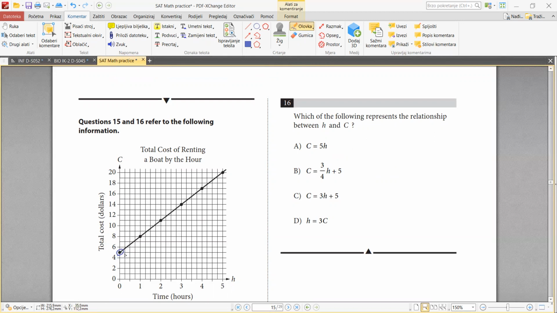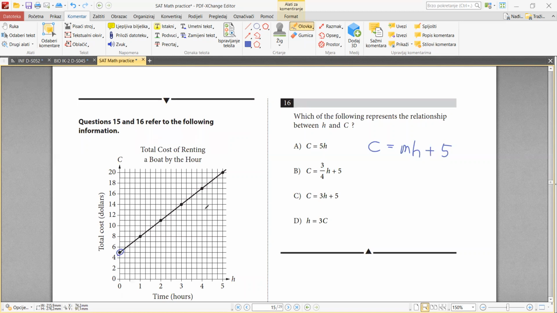So initial cost is 5 in dollars. This is a linear function. So C should be mx plus b, but instead of x, we have h. B is number 5, initial cost of renting. So we can write 5 here.